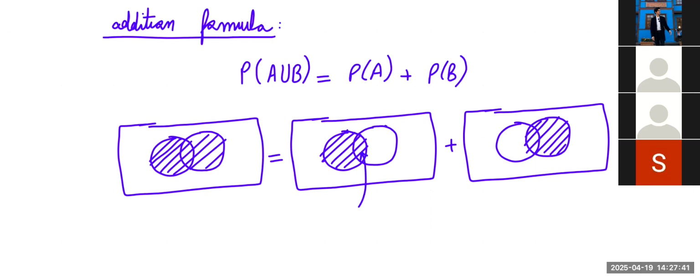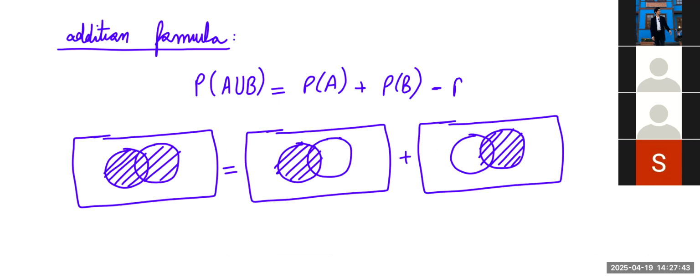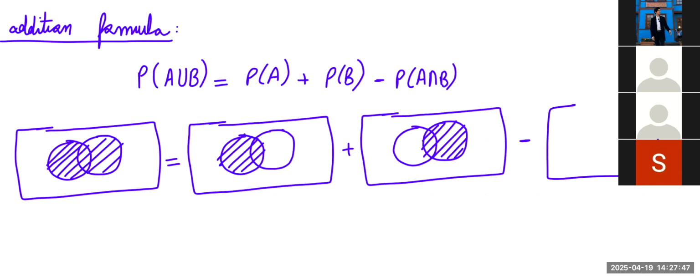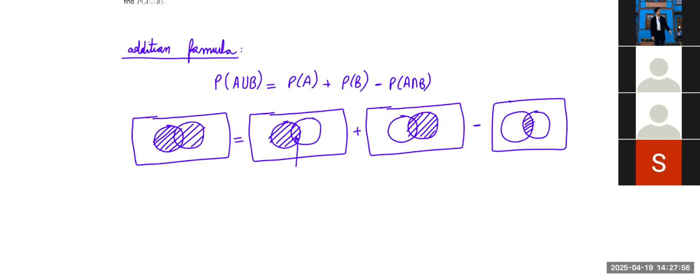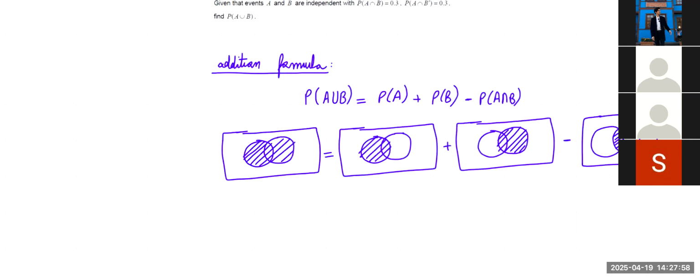So what we do is we just subtract one of those intersections to make it fit correctly. So we can subtract this part once, which makes it exactly equal to that, because otherwise we would be adding it twice. You see what I mean? Yeah. So this is called the addition formula for general purpose.